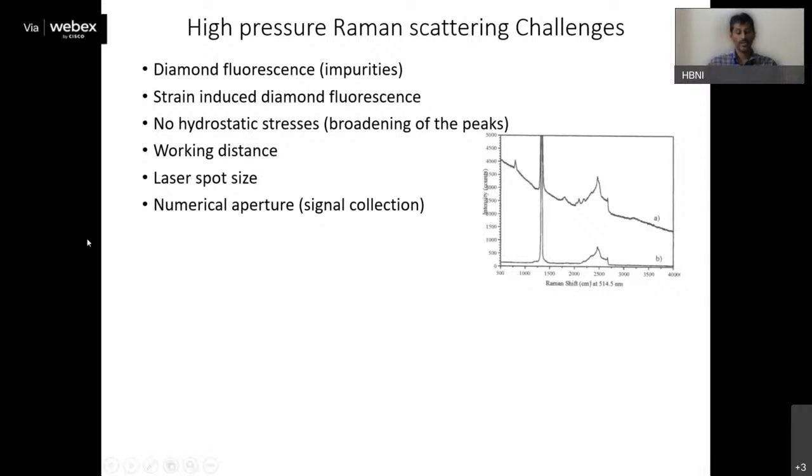Another thing is working distance, or you can say the numerical aperture. If you want to collect more data, it is always good to have a large opening with a small working distance.